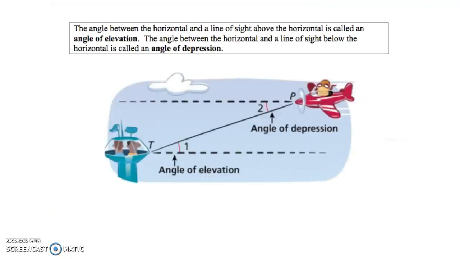The angle between the horizontal and a line straight above the horizontal is called the angle of elevation. The angle between the horizontal and a line of sight below the horizontal is what we call the angle of depression.